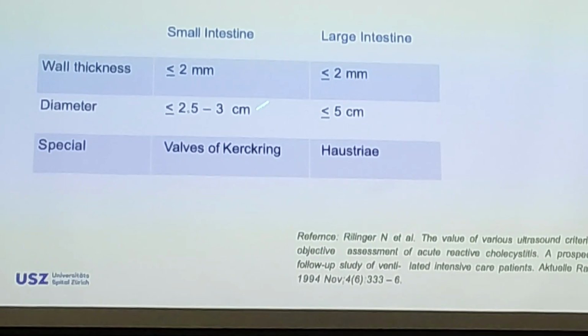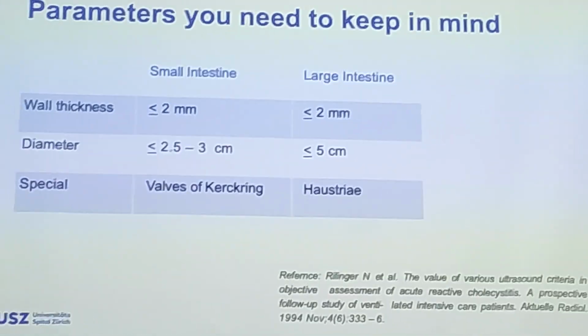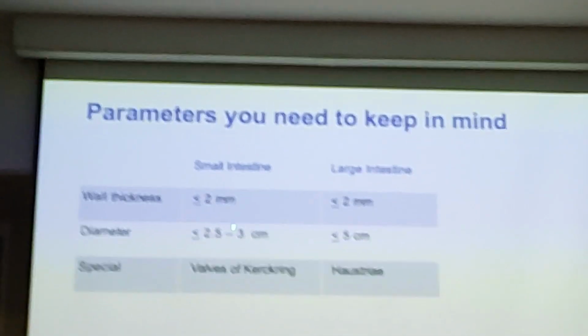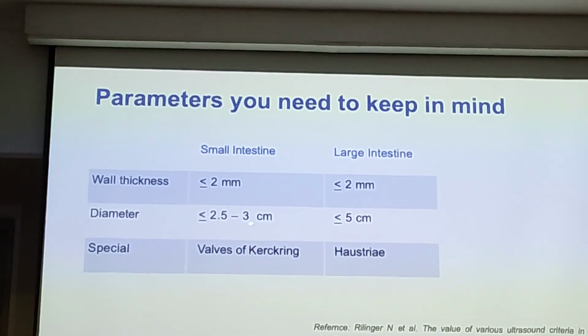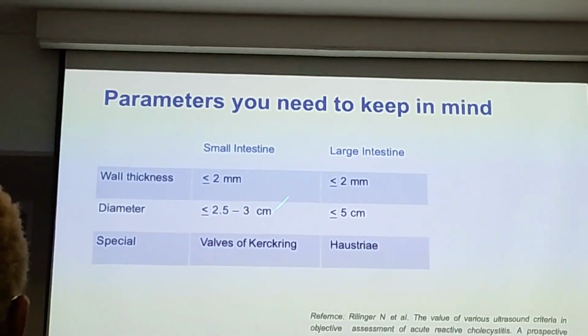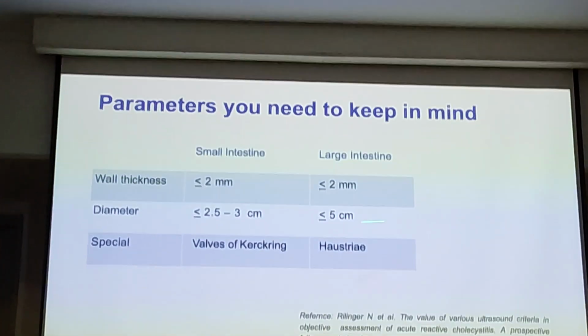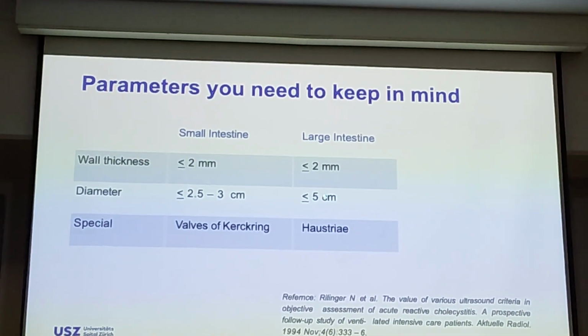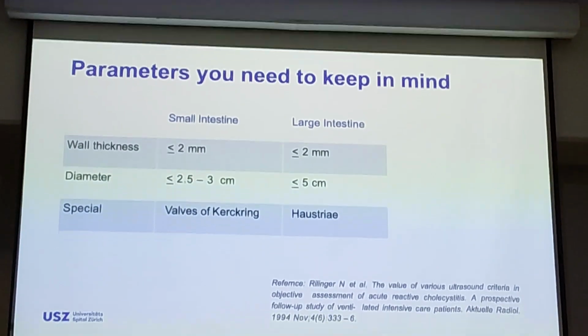And we also can usually measure the diameter if we don't have a lot of gas, and it should be 2.5 to 3 centimeters. Otherwise, we have a pre-stenotic dilatation for any reason, and in the large intestine, less than 5 centimeters. And this is all we have to do.